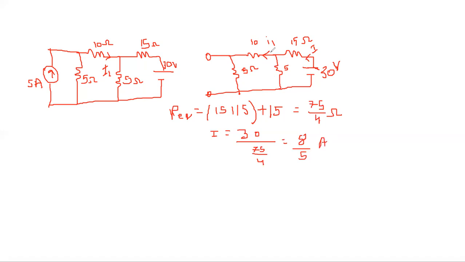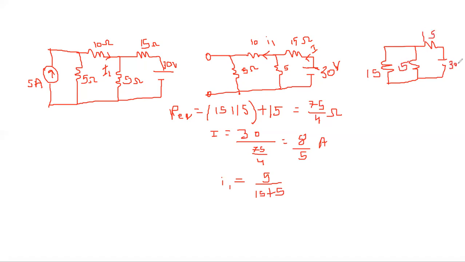Now the current I1 which is flowing through this 10 ohm resistance: this capital I is divided into two parts. One is I1, which flows through this 10 and 5 ohm resistance, and another flows through this 5. So the value of I1 is the opposite resistance 5 divided by 15 plus 5. This 10 plus 5 is 15. The equivalent circuit, if you want me to draw, is like this: this is 15, this is 5, this is 15 again, and this is 30 volt. The current through this 15 is the same current that flows through 10.